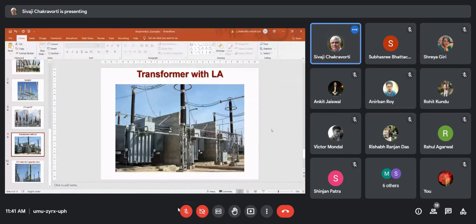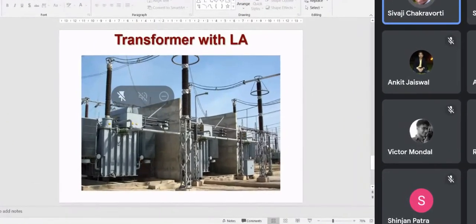Fine. Now, again, what I was telling, you can see this is a transformer with lightning arrestor. You can clearly see the transformer bushing, the vertical one on top of the transformer, and particularly the second one, you can clearly see the bushing is connected by this wire to the lightning arrestor, this vertical one, and then the connection goes to the transmission line. So the lightning arrestor is in between the transmission line and the transformer. This is connected in parallel. That is the typical connection.